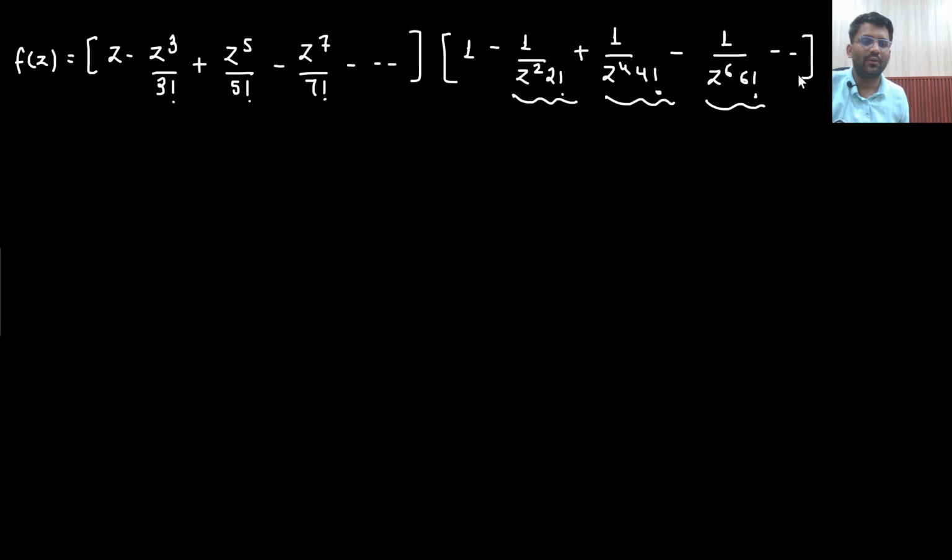So what you are supposed to find out? You are supposed to find out the factor of 1 by z. And what will be the coefficient that you will be getting here? That means I need 1 by z. This is my target. What do I need? I need 1 by z. How can you get 1 by z?